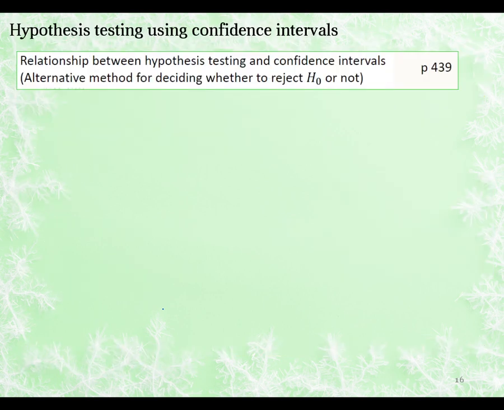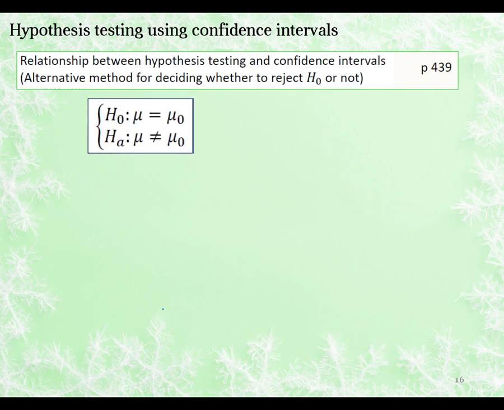So another way of doing hypothesis testing, which is good to be aware of, is using confidence intervals, because there's a very strong relationship between these two concepts. So this is only explained in a single example in your textbook, but it is important that you understand the logic behind it. So let's say we're looking at a two-sided test. So we have a two-sided hypothesis test. We know it's two-sided by looking at the sign in the alternative.